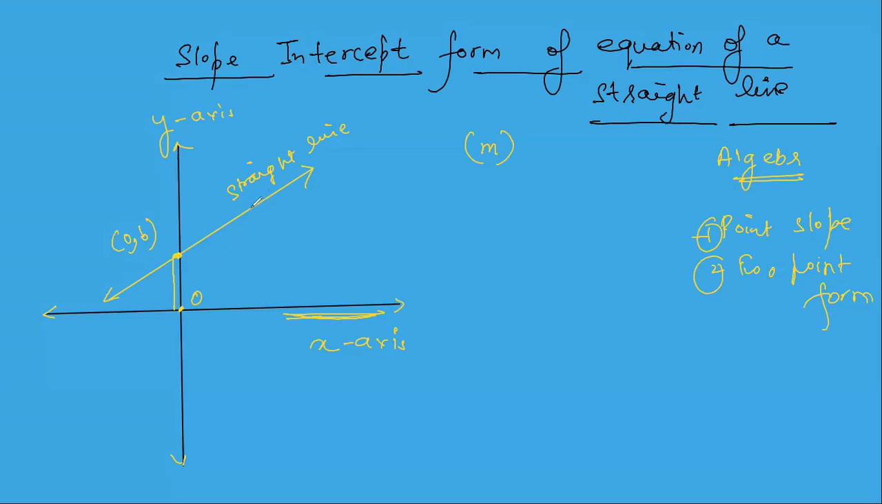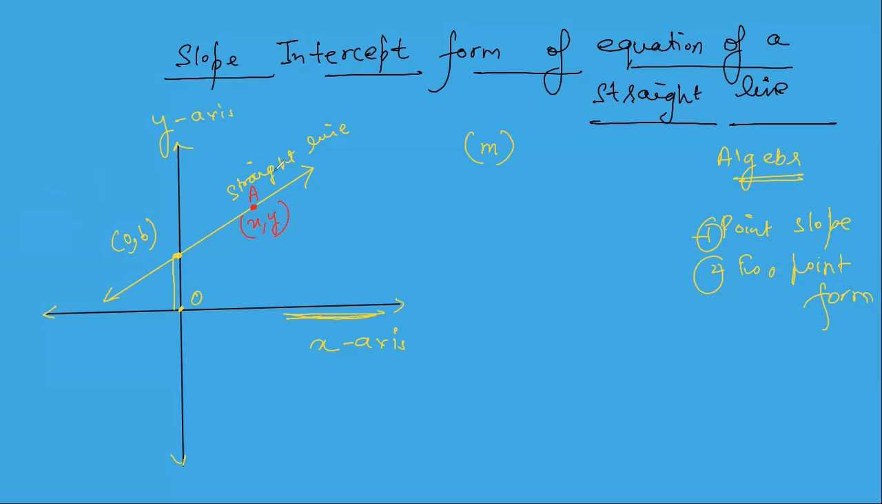Now what we will do, we will take a fixed point on the straight line. Sorry, it's not a fixed point. We have to take a random point on the straight line. So let's take a random point A. The coordinates of that point are x comma y, correct?